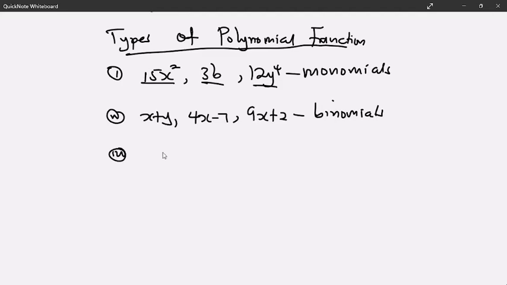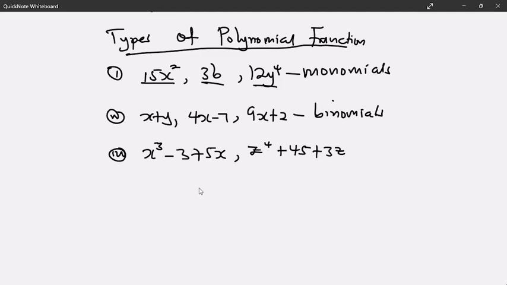Now, if the terms are three, then that particular polynomial is called a trinomial. So if you have x exponent 3 minus 3 plus 5x, that is an example of a trinomial. You can also have z exponent 4 plus 45 plus 3z. These are all trinomial polynomial functions. Okay, so that is how we can classify a polynomial function.